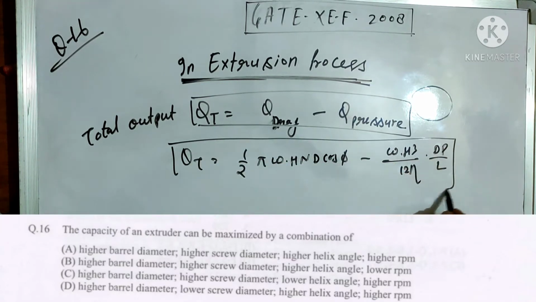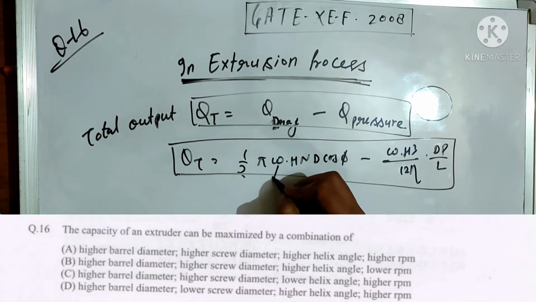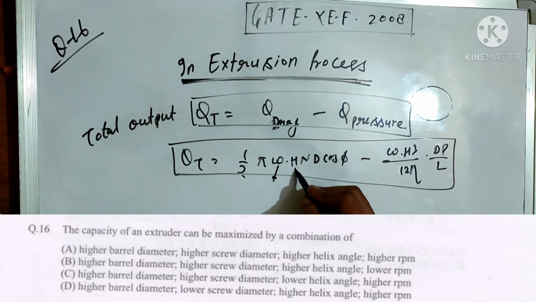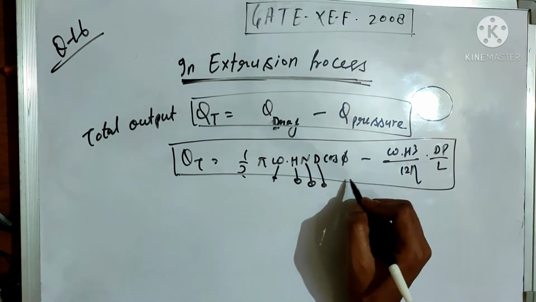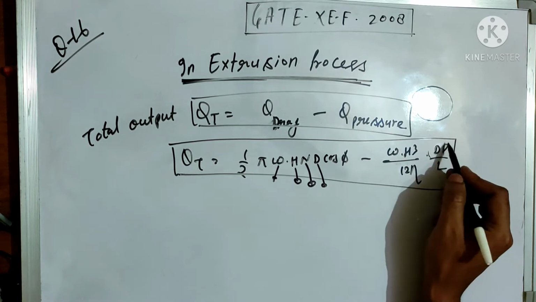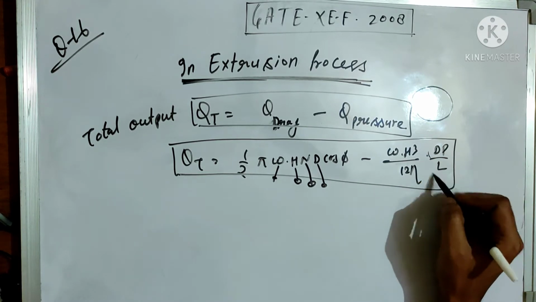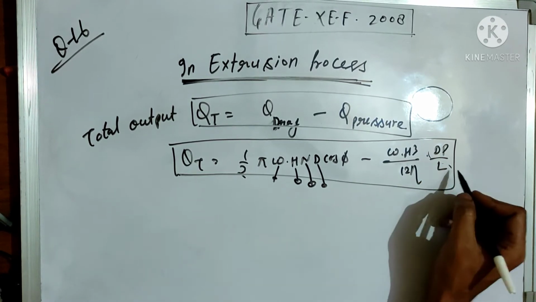This is the formula of the total output in the extrusion process, where W is equal to the width of the channel, H is equal to the depth of the channel, N is equal to the rotational speed, D is equal to the diameter of the extruder, φ is equal to the helix angle, ΔP is equal to the change in the pressure, and L is equal to the length of the extruder.